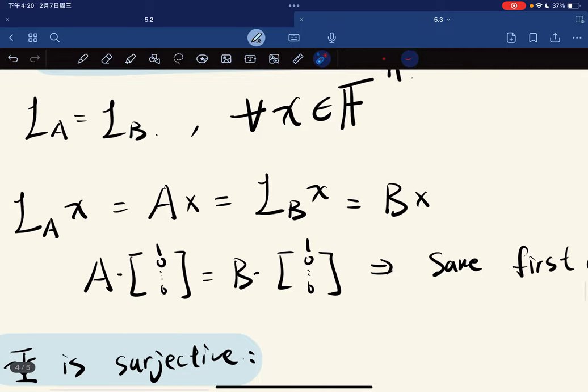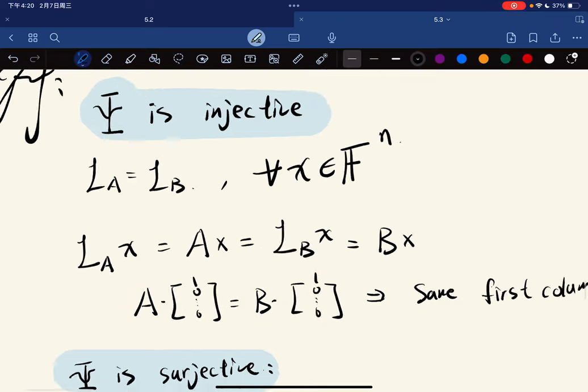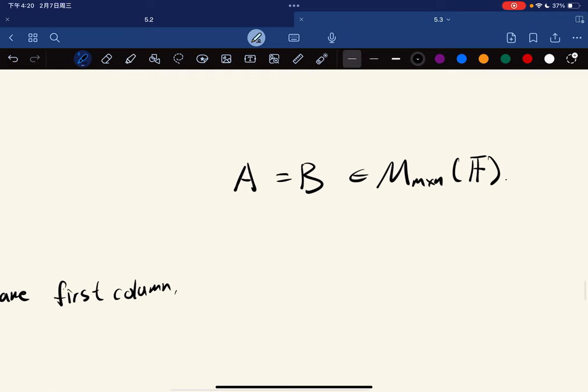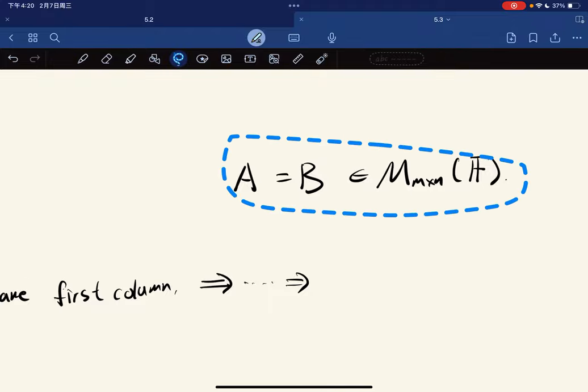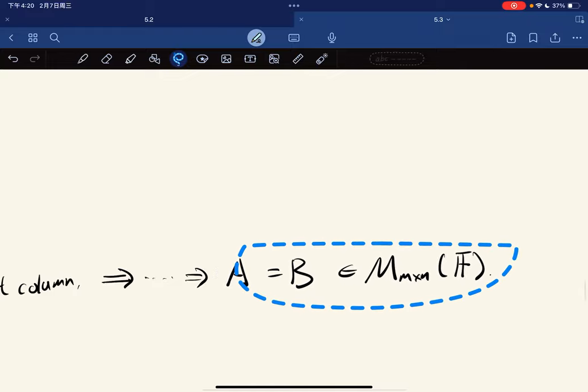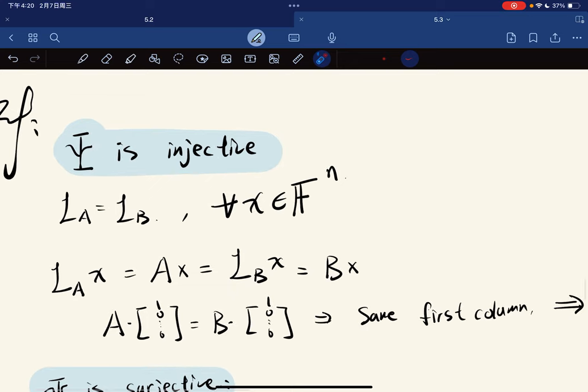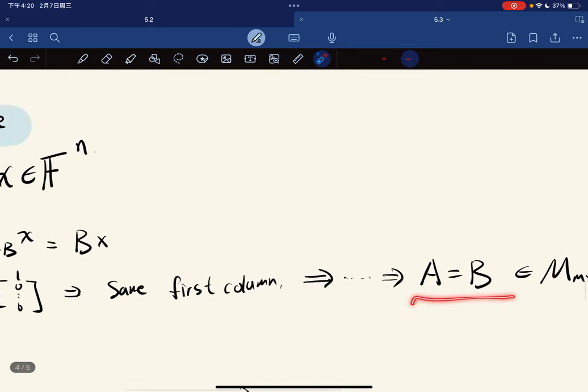So in light of that, we can argue the same for (0, 1, 0, 0), all the way to (0, 0, 0, 1). They're all the same, which means that all their columns are the same, which means that the matrices are the same. Okay, so this shows the injection. I mean, it's injective. So if LA is equal to LB, then A is equal to B. Same output gives you same input.